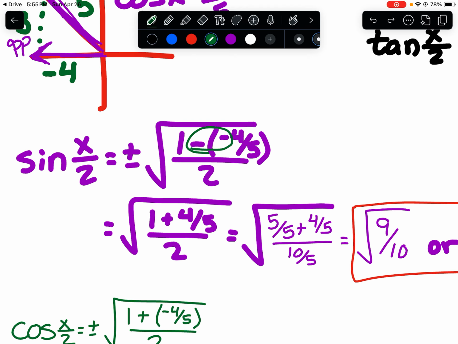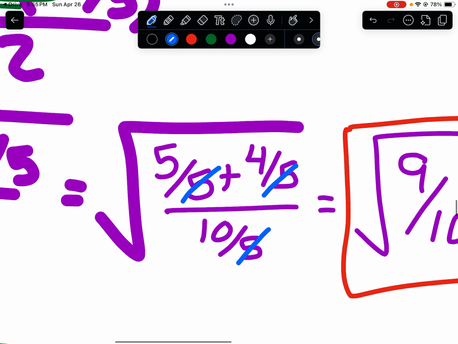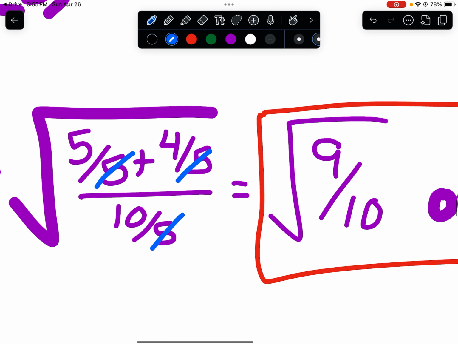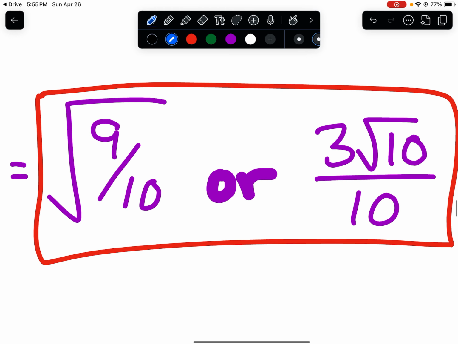Then within that square root piece, again, I have a little fraction within a bigger fraction that I want to try to simplify. So maybe I just get everything in terms of a denominator of 5. That 1 is turning into 5 over 5. The 4/5 can stay. 2 is turning into 10 over 5. And then these denominators of 5 can cancel. And so I've got 5 plus 4 is 9 over 10, and now if you want to leave it like that, you can.